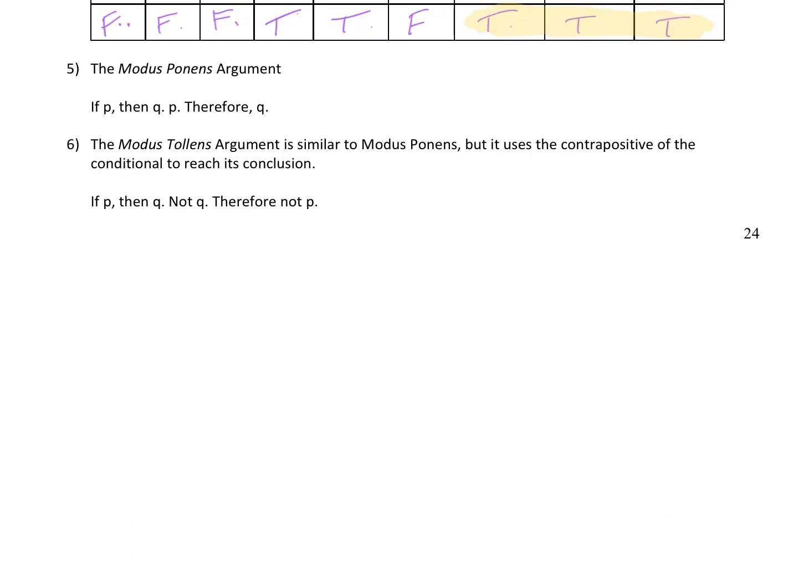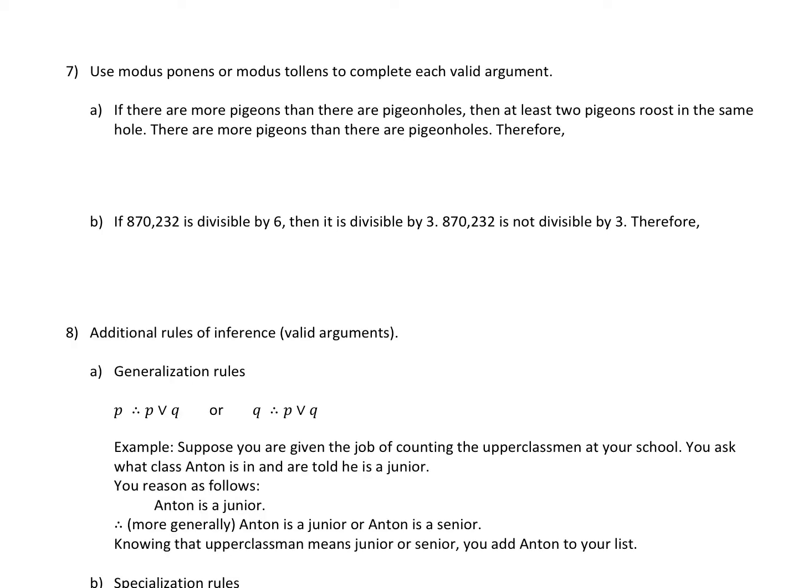So we saw that the argument that we just analyzed with the truth table was not valid, but 2 examples of valid arguments are modus ponens and modus tollens. So the modus ponens argument says that if P, then Q. P, therefore Q. And modus tollens, which is very similar, but it uses the contrapositive, says if P, then Q, not Q, therefore not P.